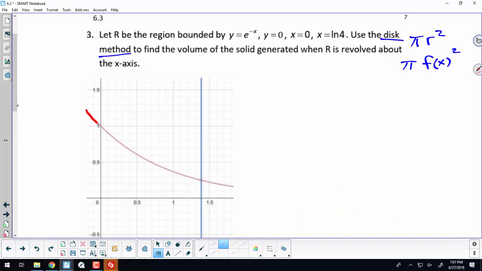So here's our e to the negative x. I guess I'll do all this in red. x equals 0 is here. y equals 0. And natural log of 4 is here. Remember, we want the region that's bound by all of the things specified. I know sometimes it's hard, especially when you look at a picture and wonder, which region is it? Is it this one or the one over here? It's got to be common to all. So we're dealing with this area here.